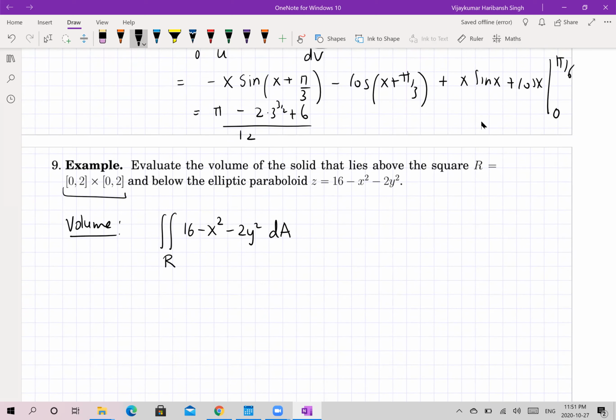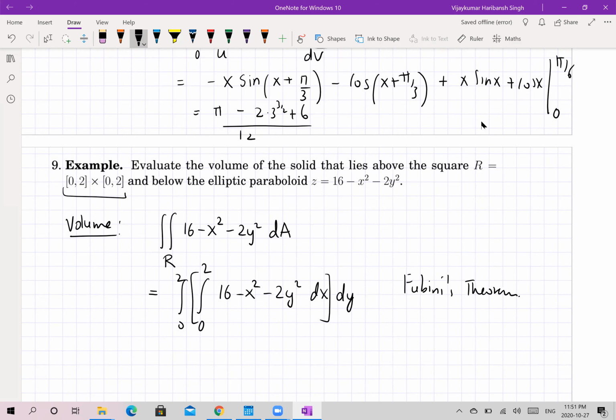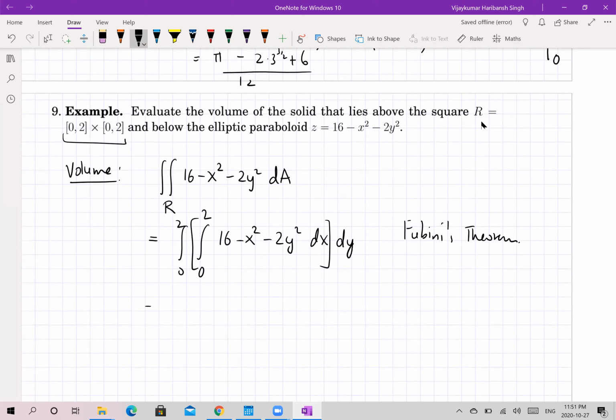We don't write 0 to 2, 0 to 2 until we decide which one to integrate first. So now by Fubini's theorem, this can be written as an iterated integral from 0 to 2, 0 to 2. We can decide now which one to go first. So let's take dx first and then dy. We will compute this integral. Again, the reason for this is Fubini's theorem. Fubini's theorem comes to rescue us here, makes computation easy. So we have 0 to 2.